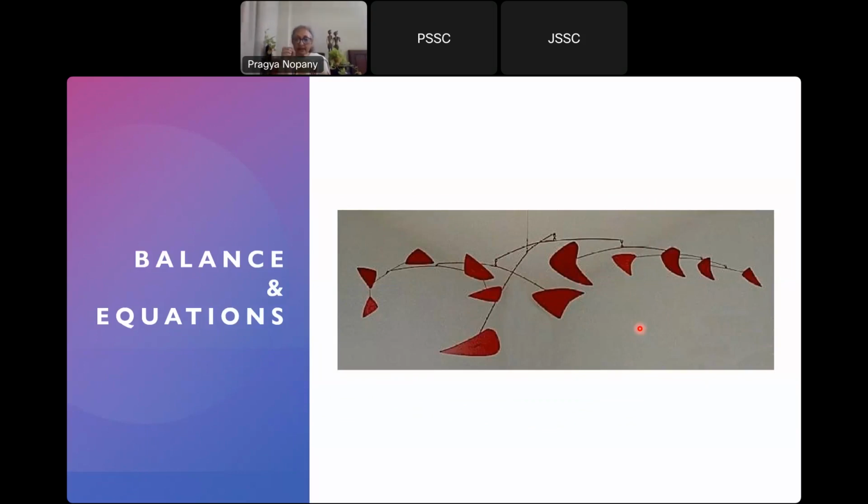Then you can give the idea of balance in the equations by showing some hanging things which are balanced. So here you see these are different branches with some leaves, and they are hung in such a fashion that the whole thing is hanging horizontally. So from each side, the left side, the right side, the front side, and the back side, all are balanced. And that is the balance which we also require in equations in mathematics.